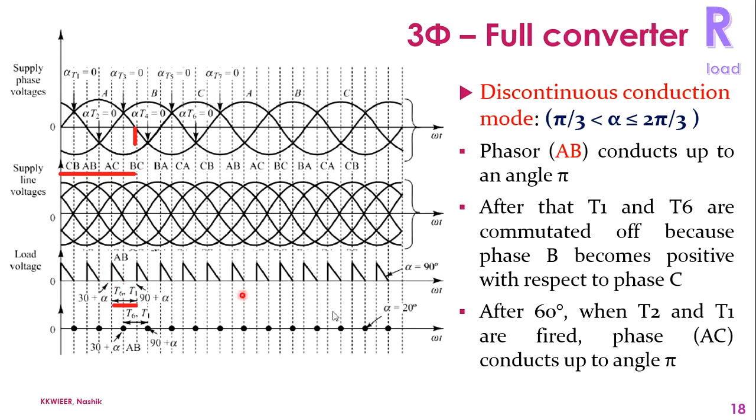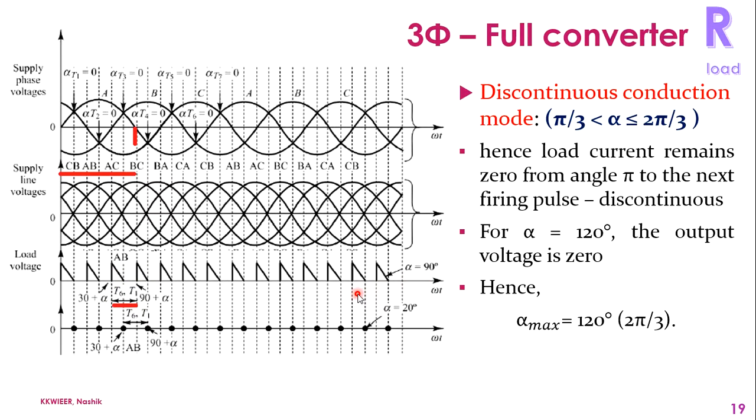But here you can see for alpha equal to 90 degree, the current is not in a continuous manner. So for this value of alpha, the current is discontinuous. This is the waveform for load current. Then for a further value of alpha, for alpha equal to 120 degree, the output voltage is 0. Hence the maximum alpha, that is alpha max, is 120 degree.